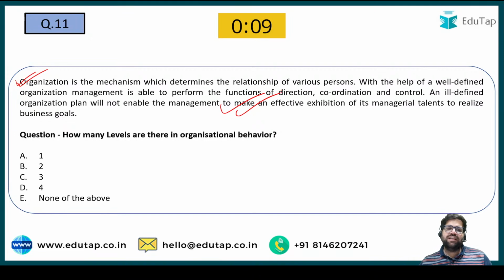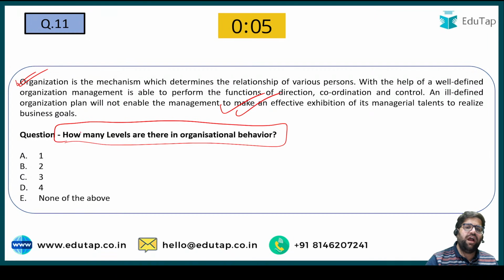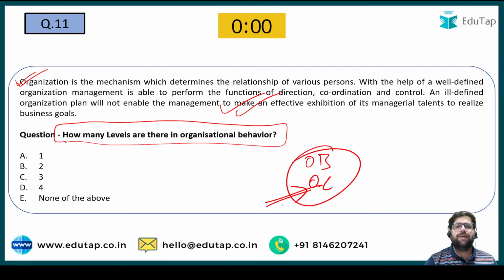This is a paragraph they have given to explain the importance. But the question they are asking is, how many levels are there under organizational behavior? I am repeating again, OB and OC are must-do chapters if you are targeting your RBI 2023 exam. In OB they will go into basics only. In OC they can ask you different models. So how many levels are there under organizational behavior?